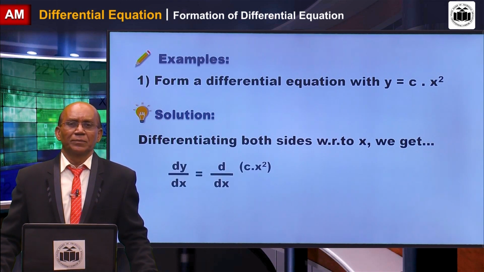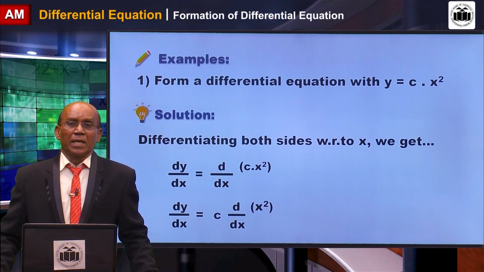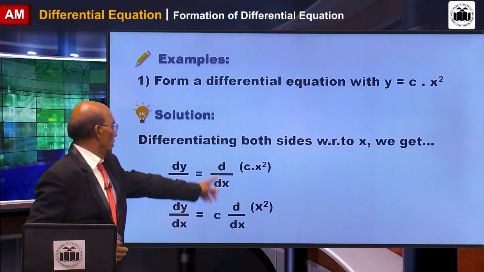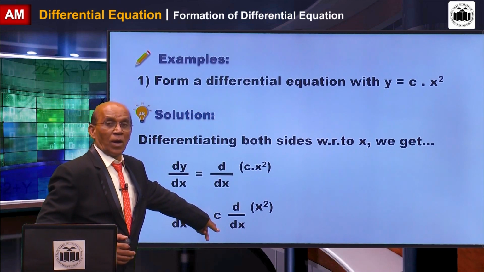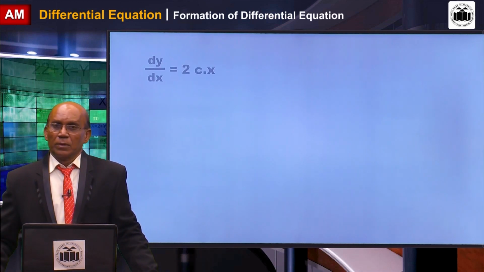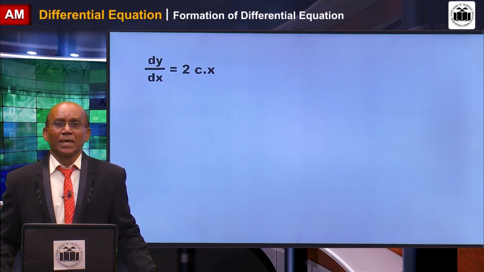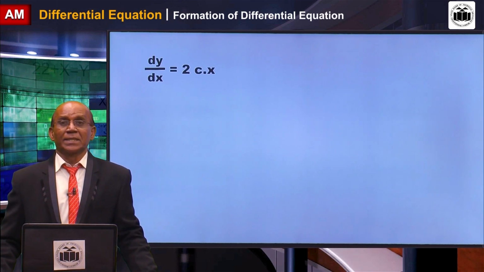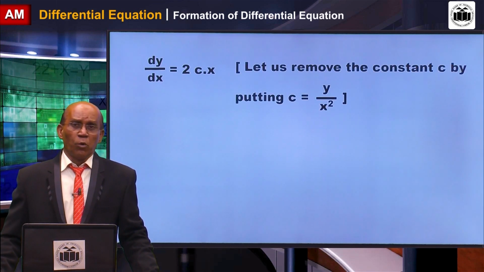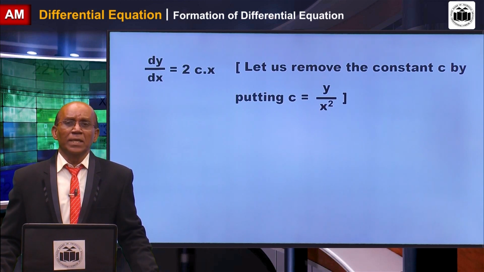We get dy by dx equals d by dx of c x square. So dy by dx equals c into d by dx of x square, and here we take the constant term outside, keep that in mind. The derivative of x square is 2x, and hence the right hand side is 2cx. Now let us remove the constant c by putting c equals y by x square in that expression.